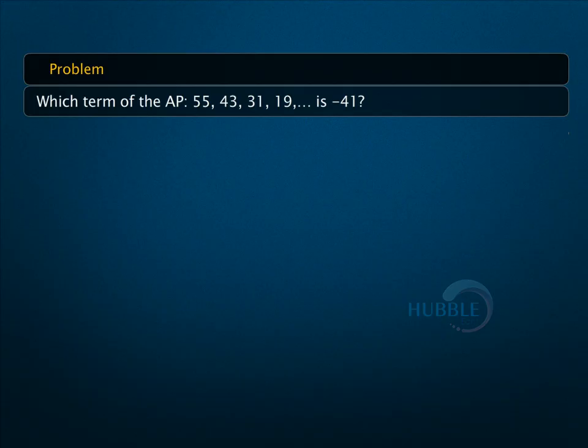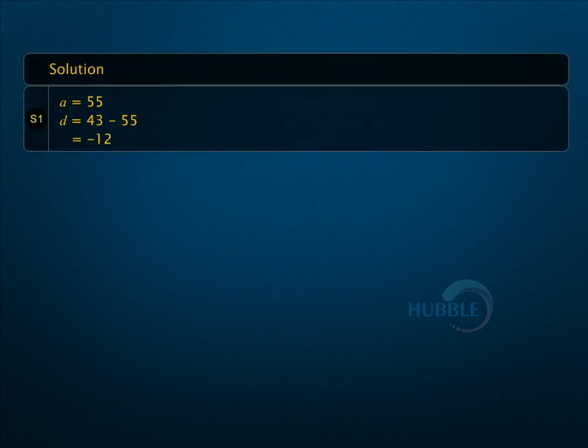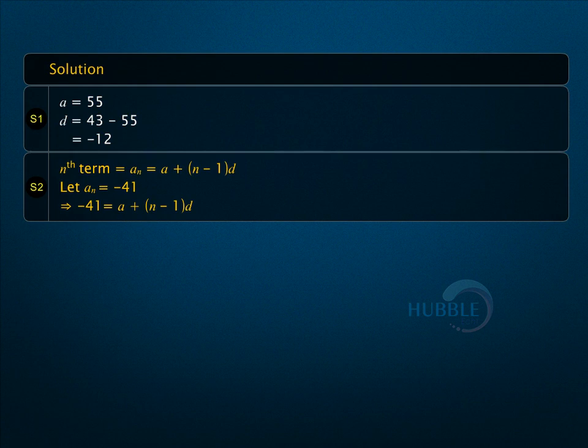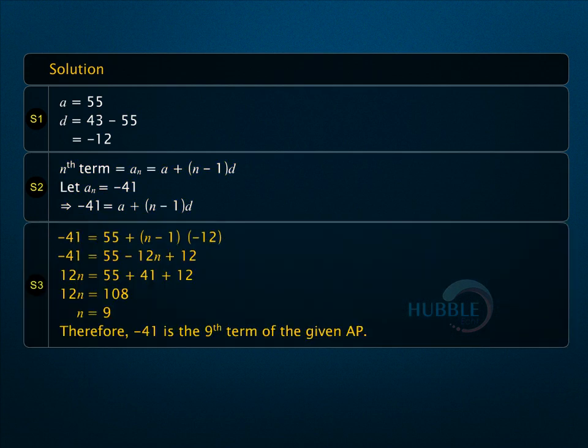Which term of the given arithmetic progression is negative 41? First, we write the value of a and find the common difference of the given AP. Let's represent negative 41 as a_n. Hence, we need to determine the value of n to know the term of negative 41. We then put in the values and simplify. Thus, we find the value of n.